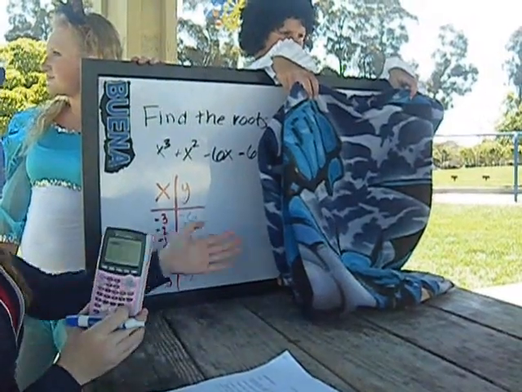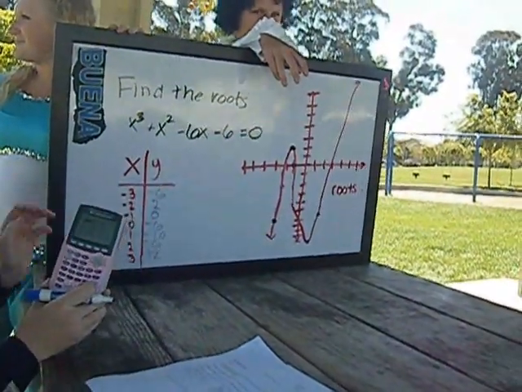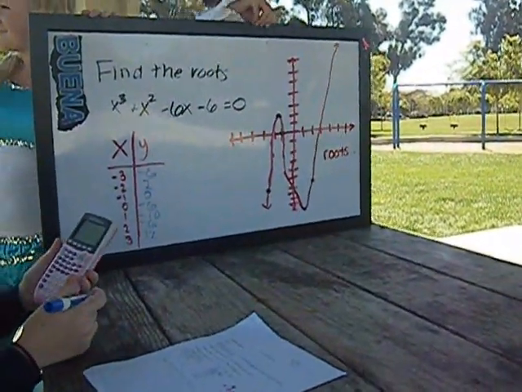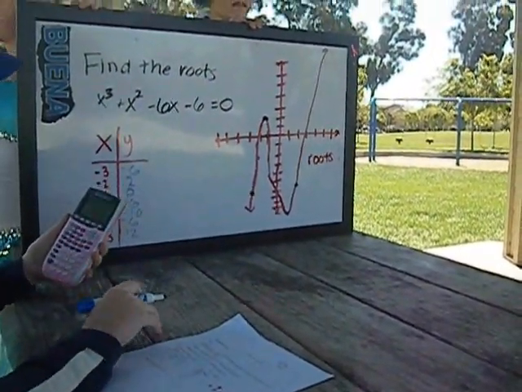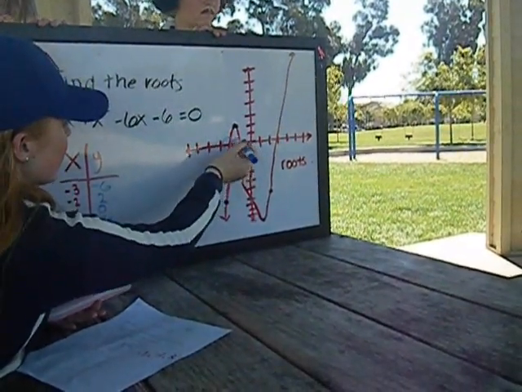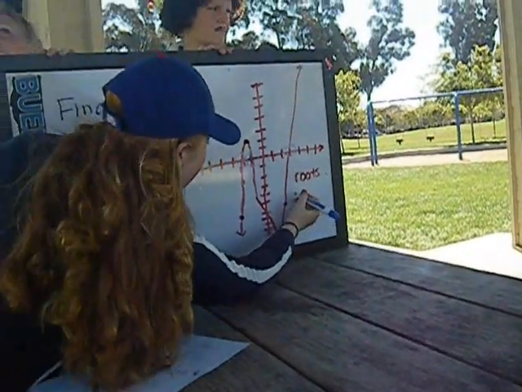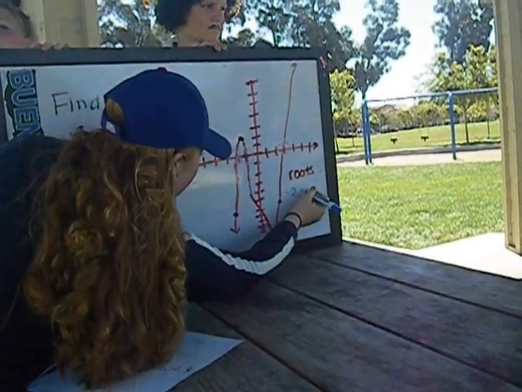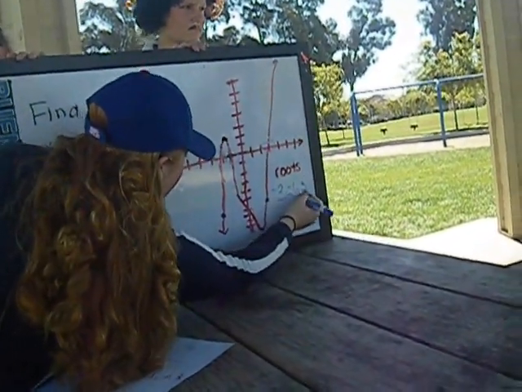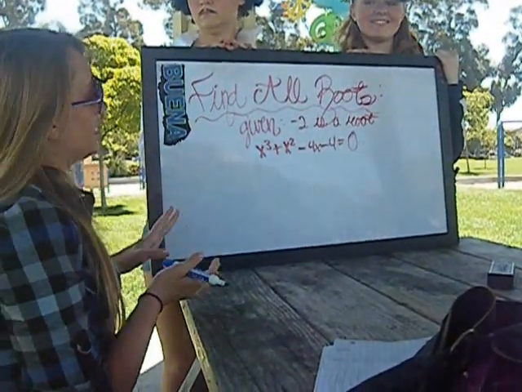The next step you have to do is graph it. These are the points already graphed, and the roots that you're going to get are -2, -1, and 3. Then you write that in. You get your answer.